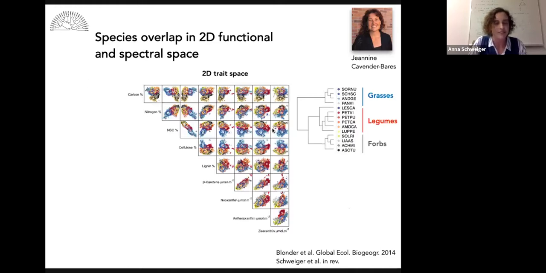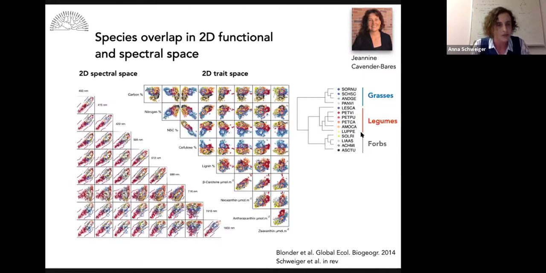And I'm sorry, there's a lot of information in this little graph here, but what I want you to take away from it is that we cannot find any combination of 2 traits that separate those species. Although we see here, for instance, that grasses separate already along the axis of cellulose content. So they tend to have higher cellulose content and lower non-structural carbohydrate content than legumes and the group of forbs. In spectral space, we see something very different, a lot of overlap.